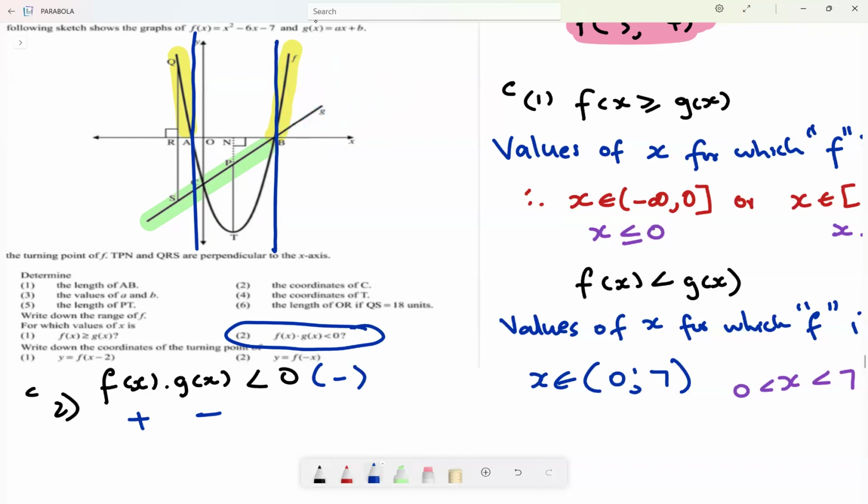I check in the middle. In the middle, the green one is negative, but this one is also negative. And when I multiply negative and negative, they give me what? Positive. So I also don't want this.